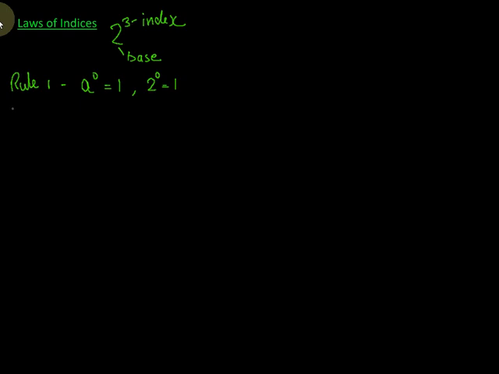Now let's check with rule 2, that is, a number with a negative power, that is 8 to the power of minus m, equals 1 over 8 to the power of m. We can check it. 2 to the power of minus 3, I can write this as 1 over 2 to the power of 3, which is equal to 1 over 8.